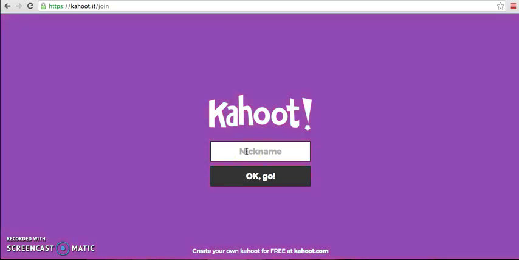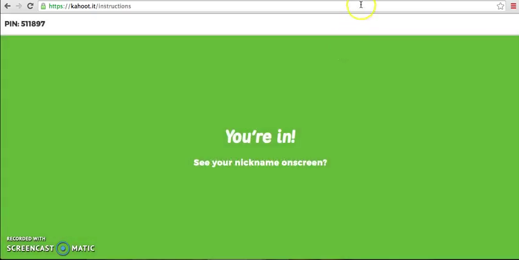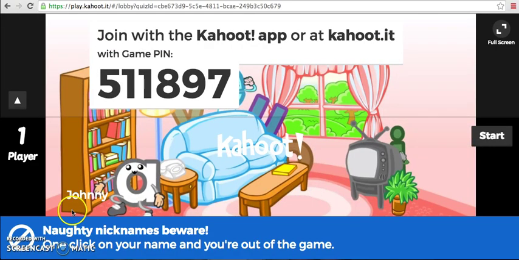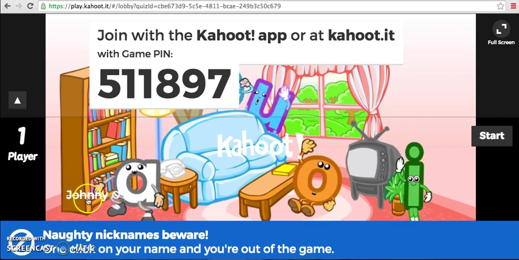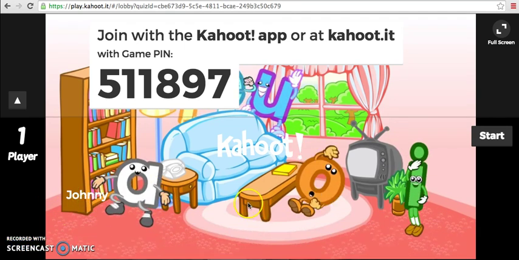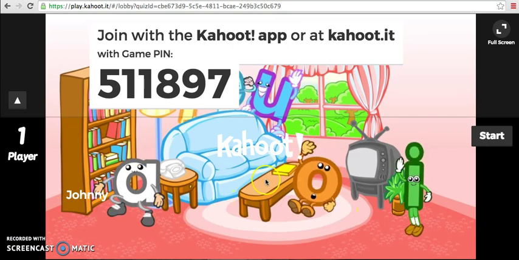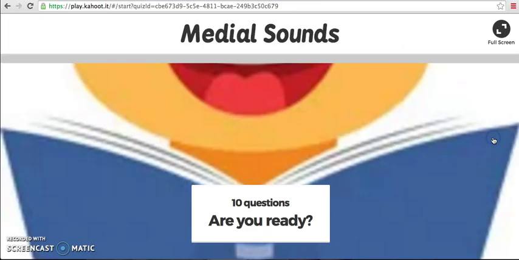So for example, if a boy's name was Johnny, they just hit OK, go. Then they look up on the smartboard, and Johnny sees that his name is there. So he's ready. Then all of the players would be up there, Johnny plus 5 other students, because there are 6 students playing at a time by themselves. Then we hit start. Now this is what I control as the teacher.